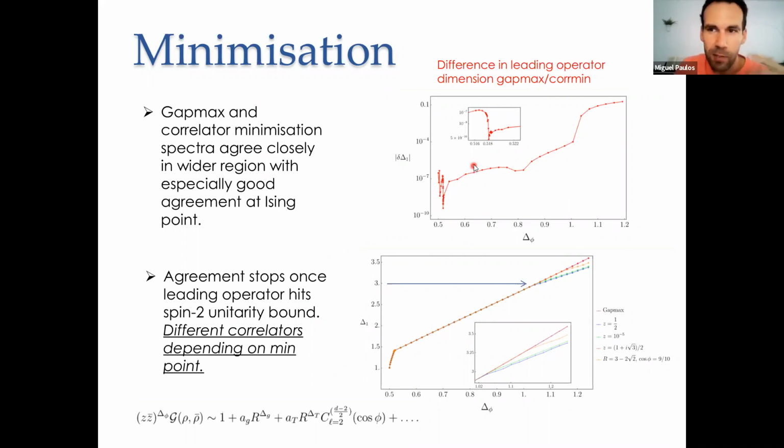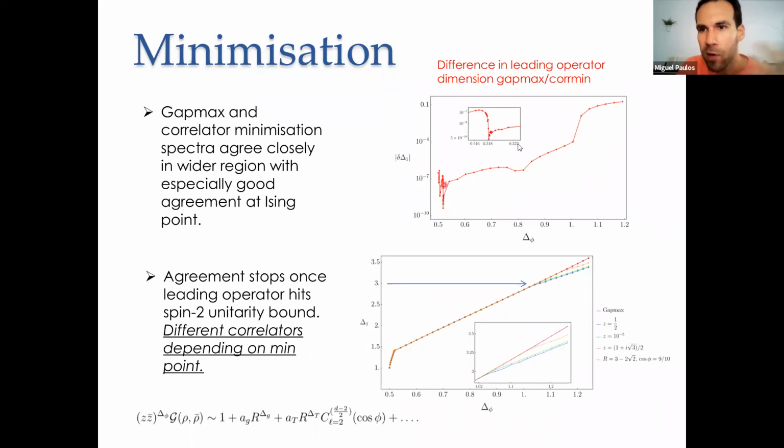So gap max and correlator minimization seem to be very close, but how close? A proxy for this is to compute the difference in scaling dimension of the leading operator as a function of delta phi. You see that this difference is very small, and in fact, it's minimized here at the Ising point.